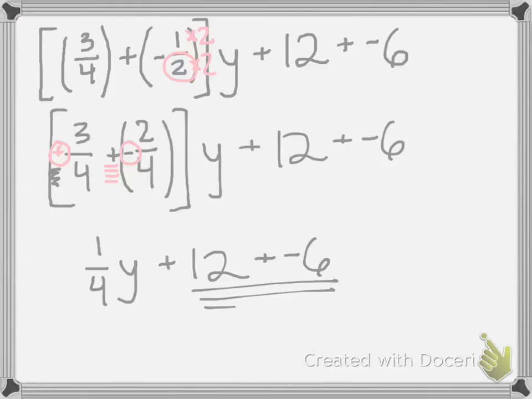Aha, I can do something with these. Again, they have a sign and we have this sign. They're different. So we're adding them and we're going to find the difference and keep the sign of the larger. So the difference between 12 and 6, 12 minus 6 is 6. And I'm going to keep the sign of the larger, which is the positive. And I'm going to bring down the rest of my expression. So your answer is 1/4 y plus 6.